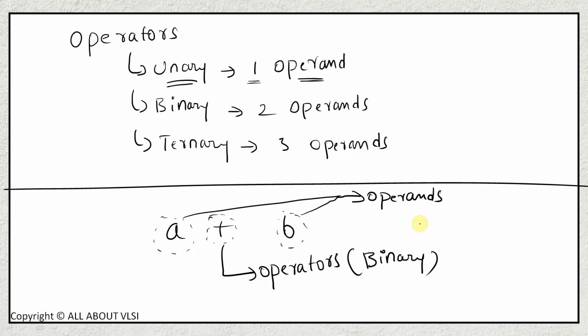An example of a unary operator is NOT A, an example of a binary operator is A AND B, and an example of a ternary operator is the conditional operator, A question mark B colon Z. Here you have three operands. We will discuss this in detail. Let us start our discussion with the logical operators first.